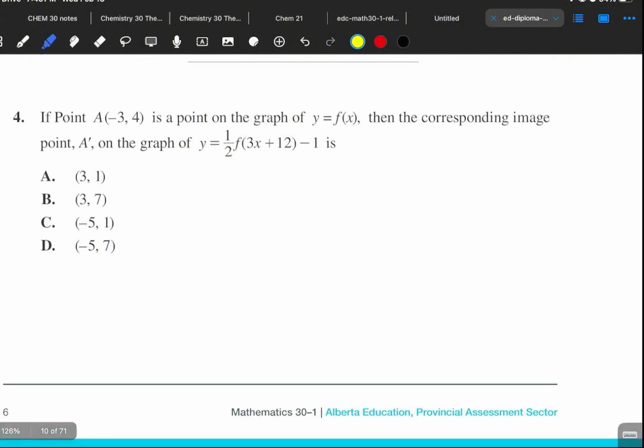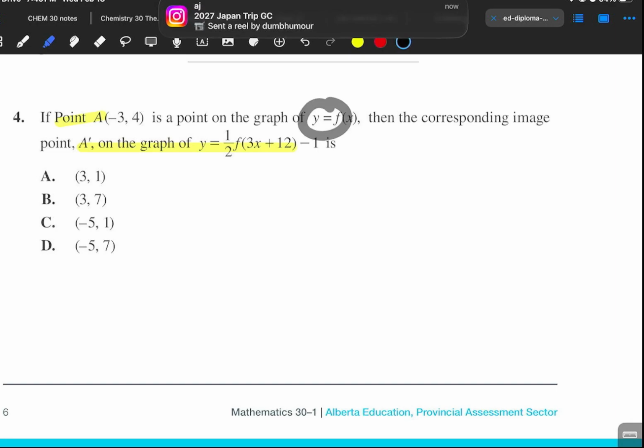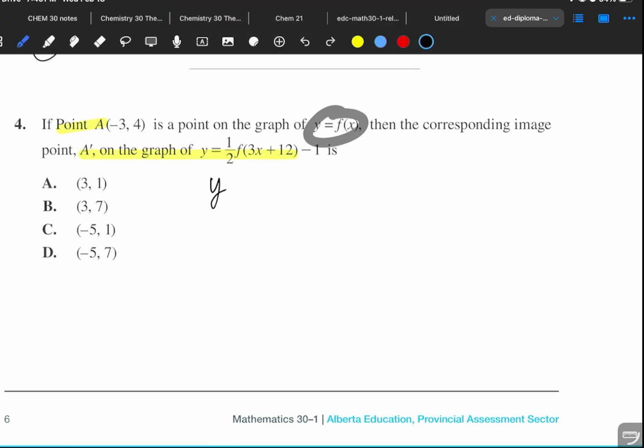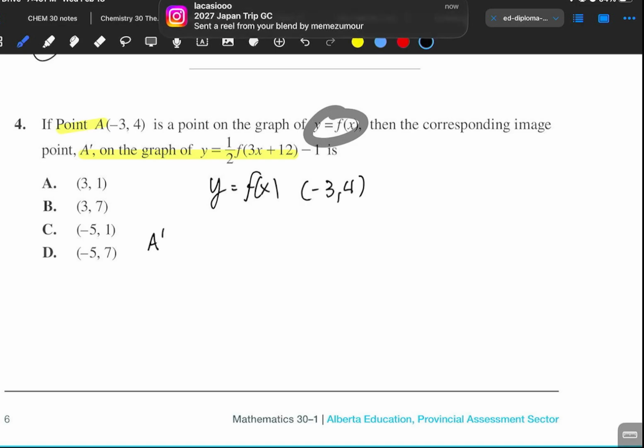So again, this is one of the applying mapping notation questions. The point A is going to be transformed to an image point A prime after undergoing these transformations. So we have this original graph, which is y equals f of x, and that holds the point -3, 4. The corresponding image point, point A prime, is what we're looking for. So x, y undergoes the graph of f of x under these transformations.